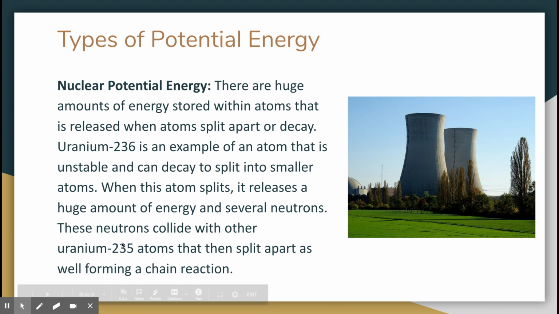Nuclear potential energy is another example. So this is what happens when atoms split apart or decay and energy is released from them. This often happens when an atom is unstable. So uranium-236 is an example of this. You can split it, and when that atom splits, it releases a large amount of energy and some neutrons, and the neutrons actually collide with uranium-235 atoms, and then they split apart, and that will cause another uranium-235 to split, and it's this chain reaction, and that's nuclear potential energy.